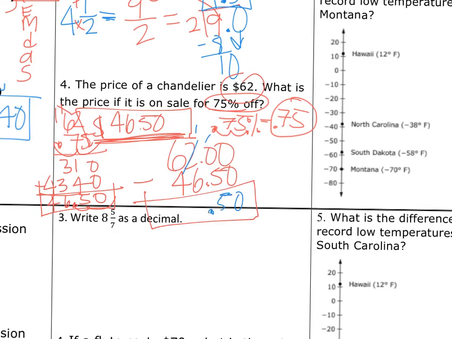Bring your decimal down. You can't subtract 1 from 6, so you have to borrow. 11 minus 6 is 5. 5 minus 4 is 1. So now you have $15.50. So now this $62 chandelier is now $15.50. That is a really good sale.